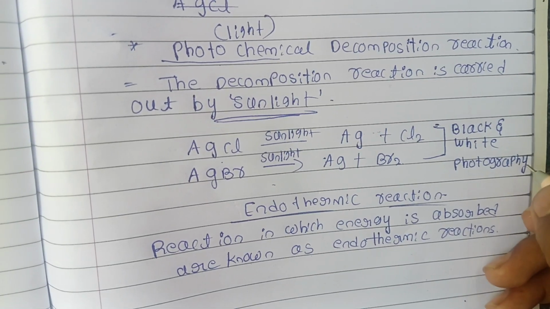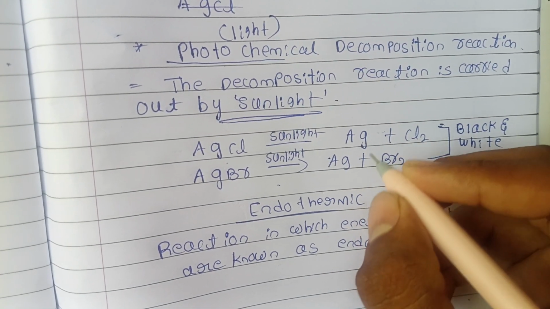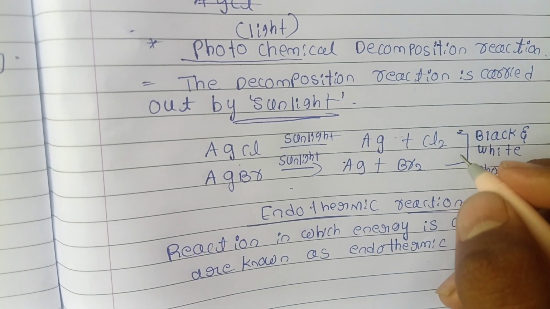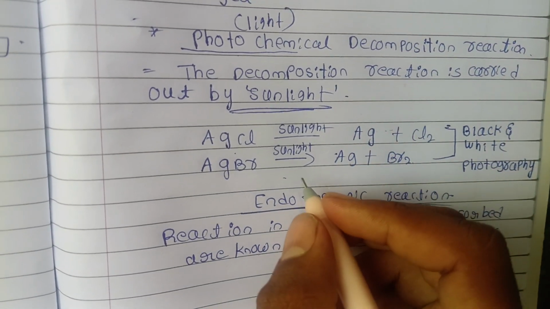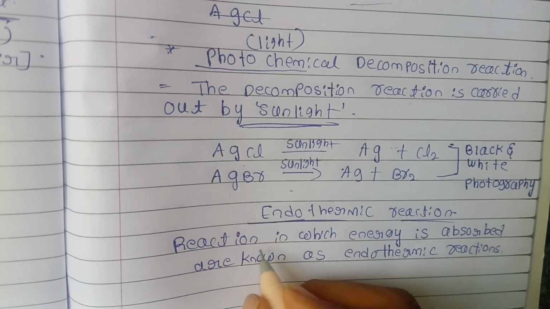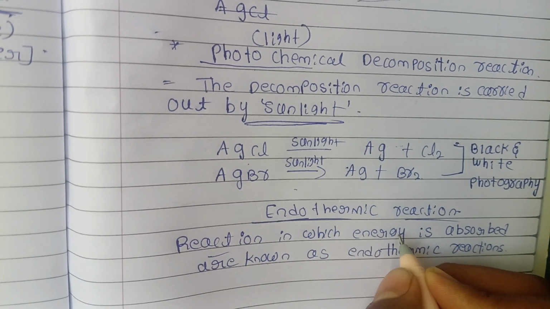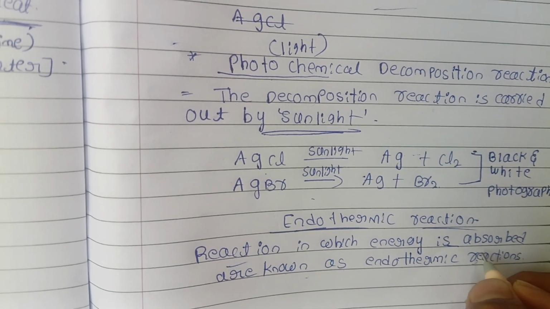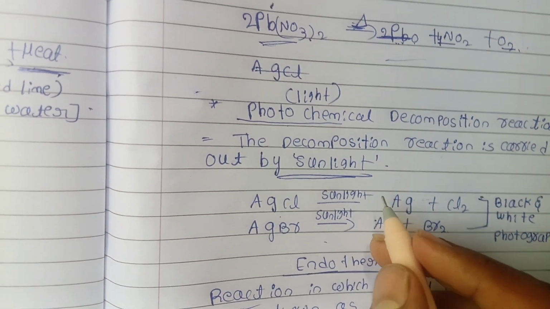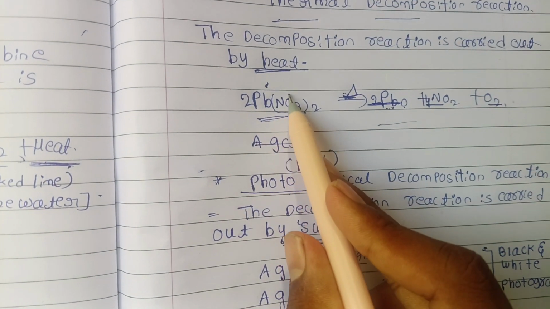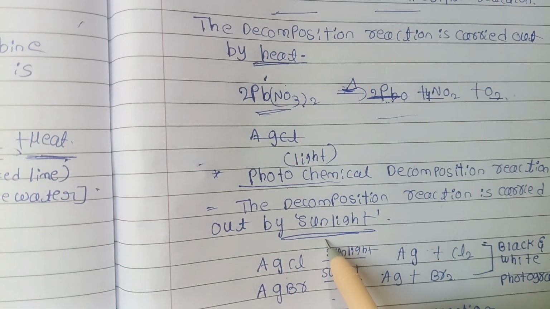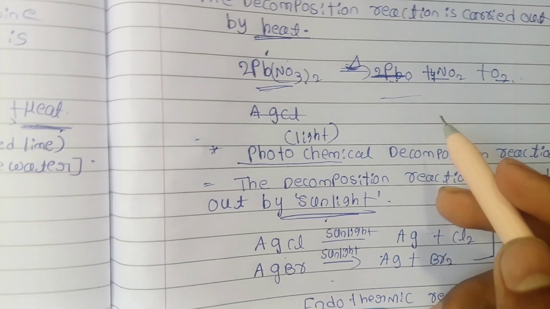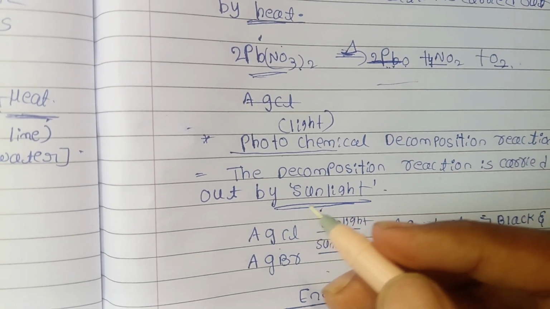In black and white photography, these reactions, silver chloride and silver bromide, are used. These are called endothermic reactions, because reactions in which energy is absorbed are known as endothermic reactions, and the energy here is in the form of heat and sunlight. So this is the explanation of the photochemical reaction.